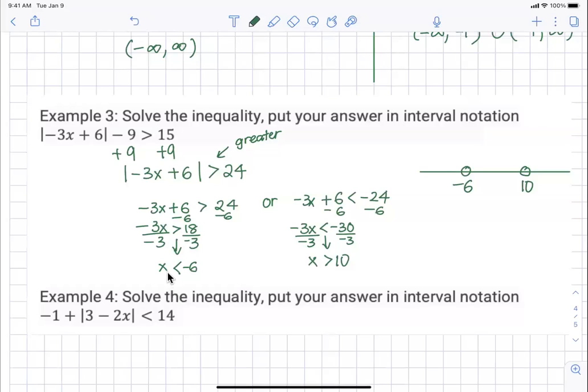So I'm going to check my result. I want everything less than negative 6, so it means everything on this side. And for this one, I want everything greater than 10, so I want everything on this side. And I'm going to put that into interval notation. So from negative infinity to negative 6, parenthesis, or 10 to infinity. That is my result.